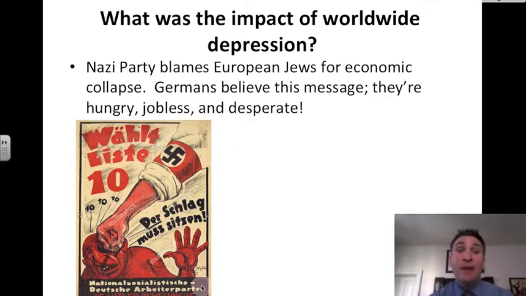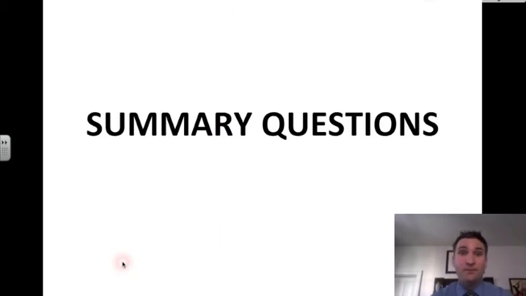So here's a campaign poster that the Nazis create. This is a Nazi armband. You see a fist, and the fist is connecting with the face of a European Jew who looks like a little demon in this cartoon depiction. That is the Nazis' message, and the Germans believe it. Uh-oh. Uh-oh, indeed.